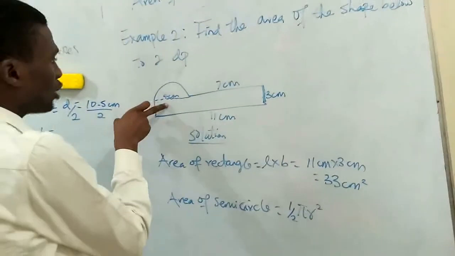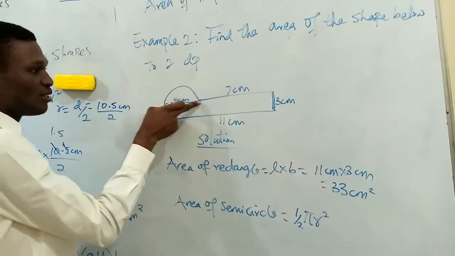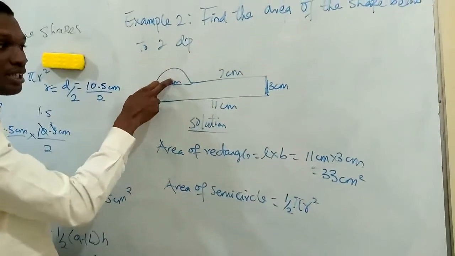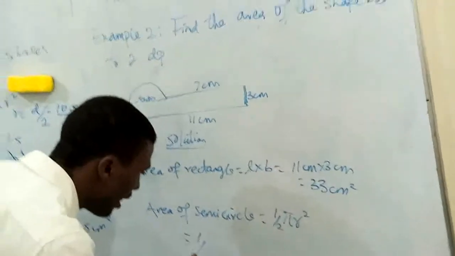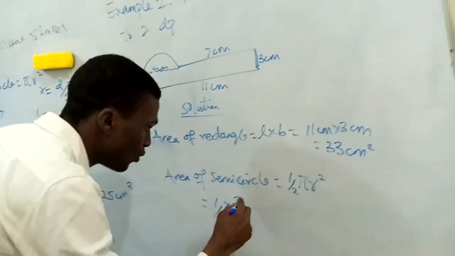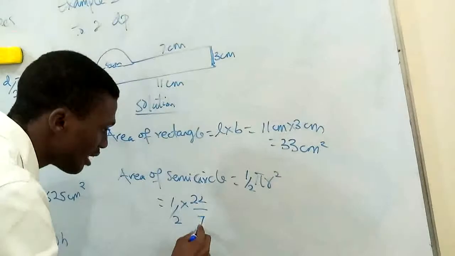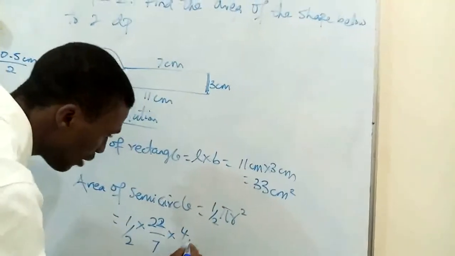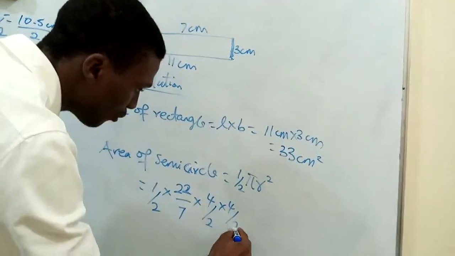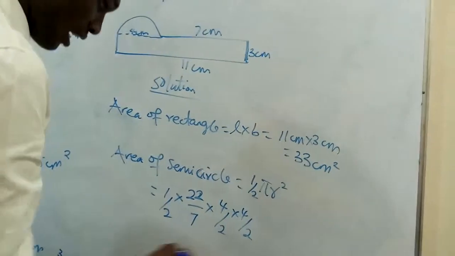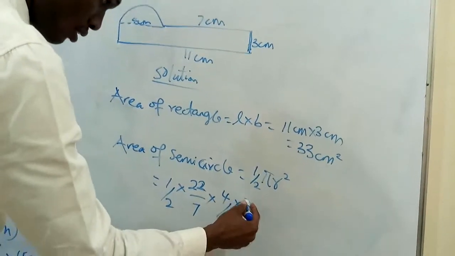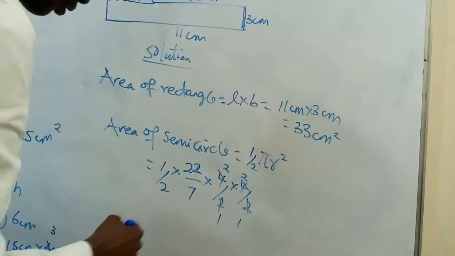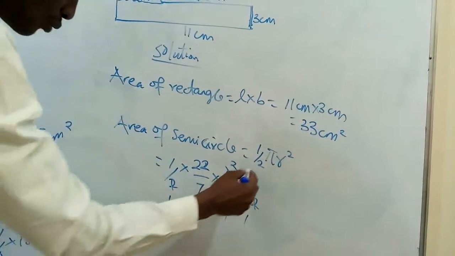Now, what we have here is a line that divides this circle into 2, which is a diameter. Our radius will be half of our diameter. So we have half times our pi, which is 22 over 7, times our radius. This is diameter, so radius is diameter over 2, times diameter over 2. Now, 2 into itself is 1, into 4 we have 2.